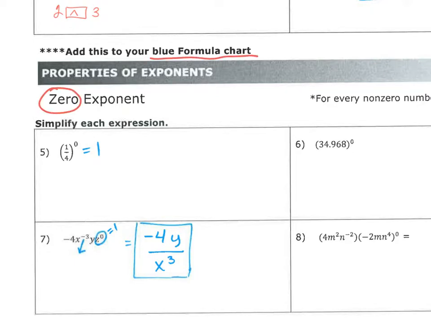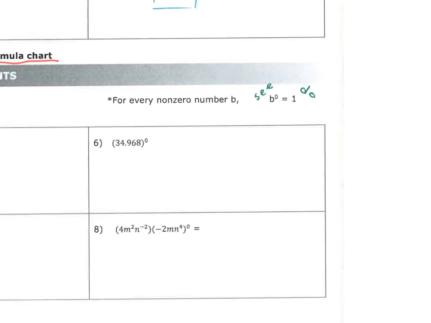Now we need to move on to zero exponents. You should be looking at your blue formula chart and pointing to this rule on your blue formula chart. Now, I know it seems stupid for us to make you point, but we know if kids point to the formula chart that it makes a difference in their success level. So I want you to take the time to find that formula chart and point to it.